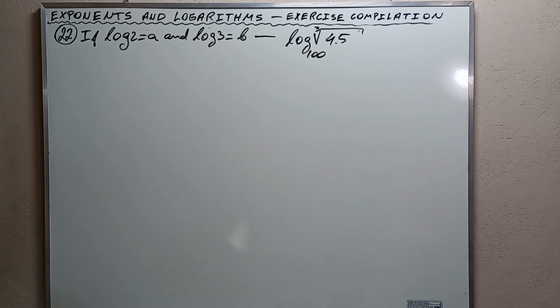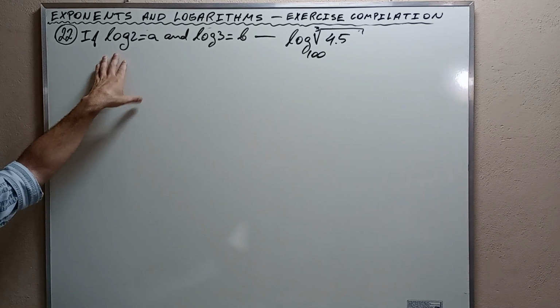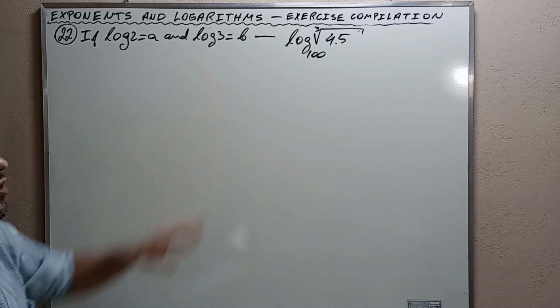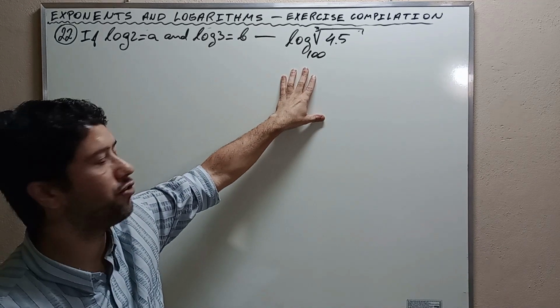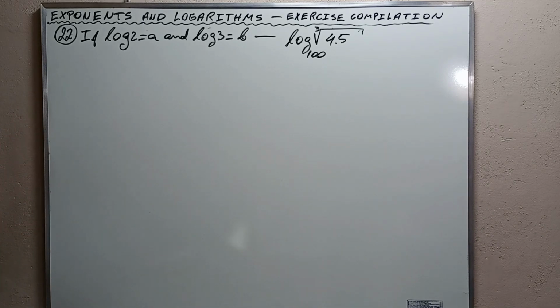Exercise number 22 now. If the logarithm base 10 of 2 is equal to a, and the logarithm base 10 of 3 is equal to b, express this in terms of a and b. This is the exercise, and let's go to the solution.